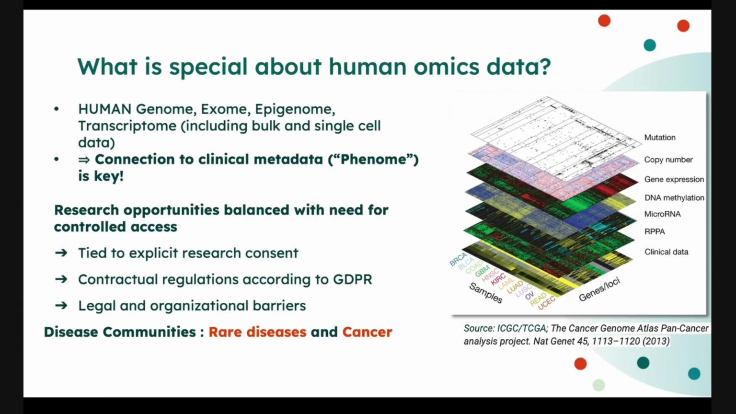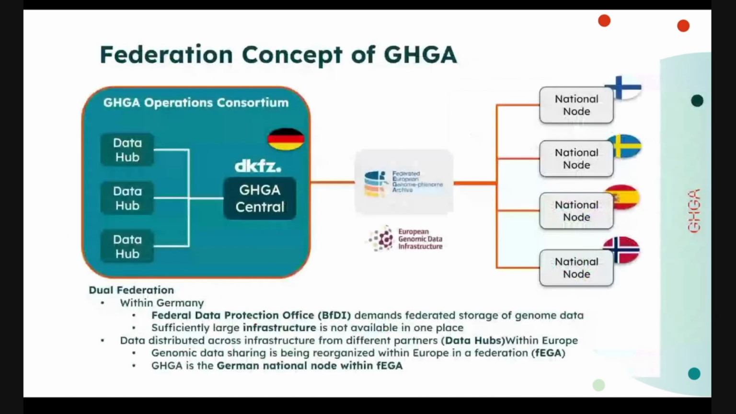Currently in this project, we are focusing on rare diseases and cancer. And of course, in the future, we would like to expand to other disease modalities as well. So this GHGA project works as a federation concept. We call it a federated concept mainly because it is one of the first projects being designed on a national level, which is also part of, not just within Germany, but also within other European countries as well. So that makes it the first project to do so.